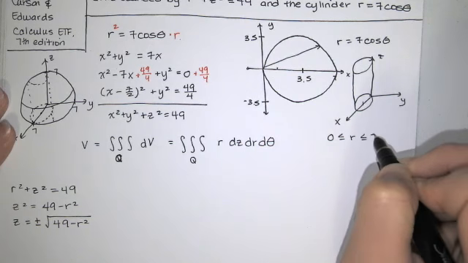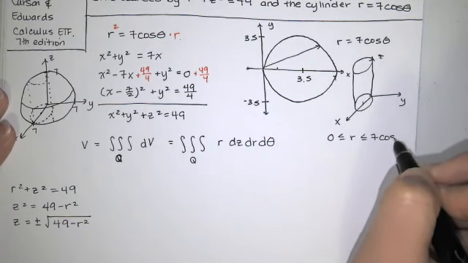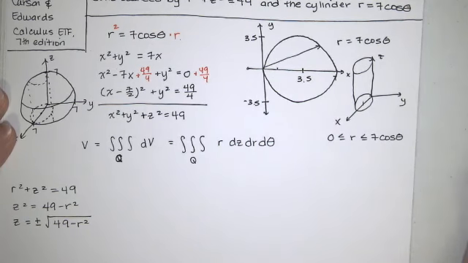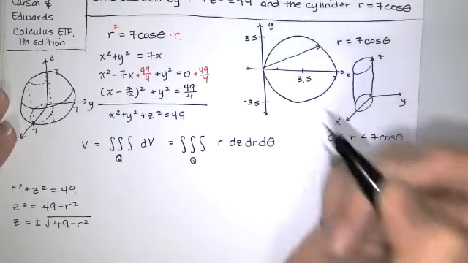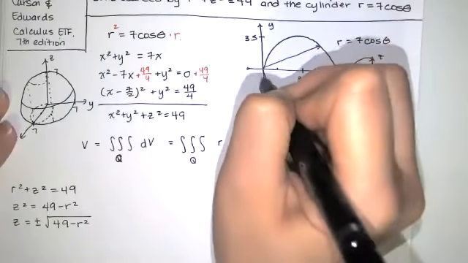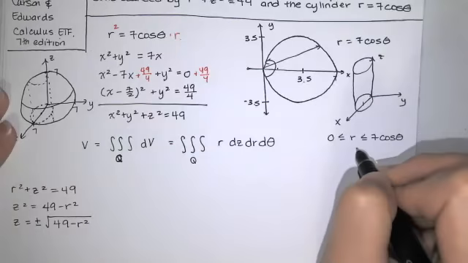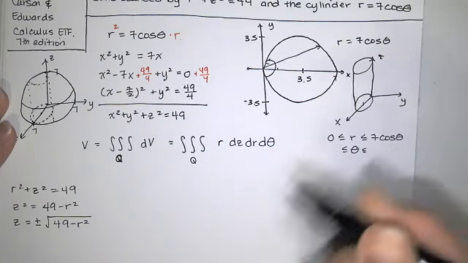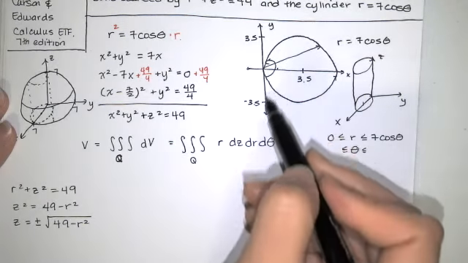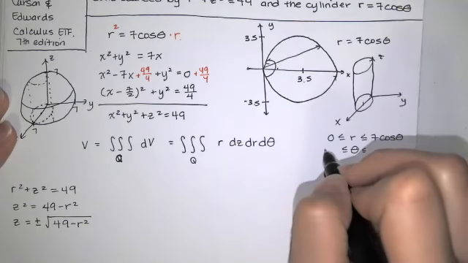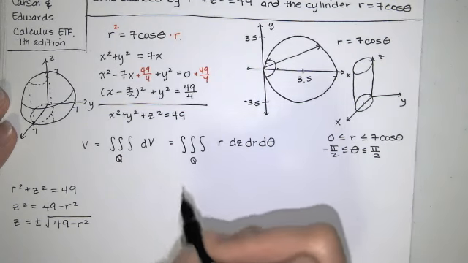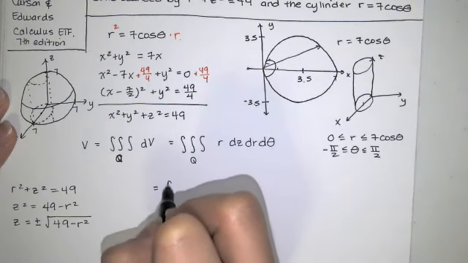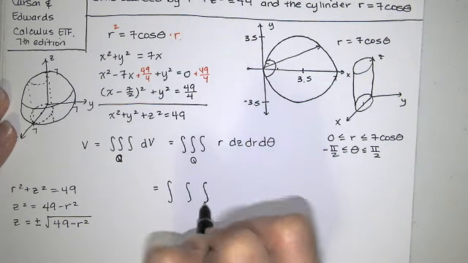So r is between 0 and 7 cosine of theta. You can use lots of different bounds for theta, but I prefer to use the bounds that get me from the negative y-axis to the positive y-axis. So I'm thinking of theta as an angle that sweeps from down here to up here. So theta goes from negative pi over 2 to pi over 2. So our bounds are this.